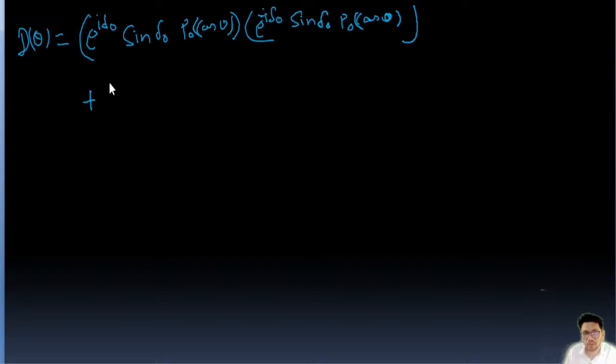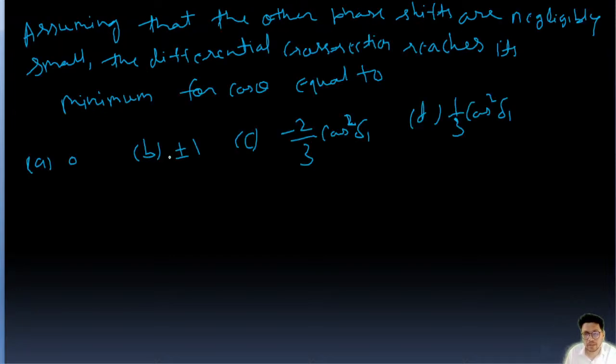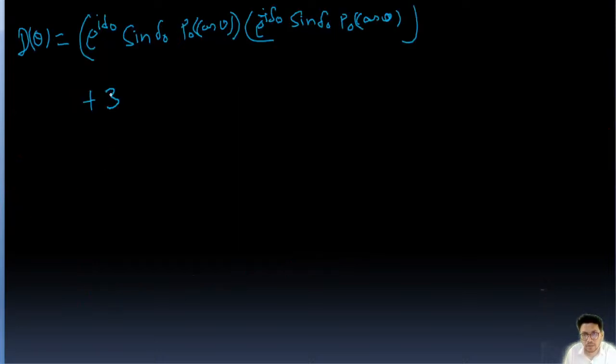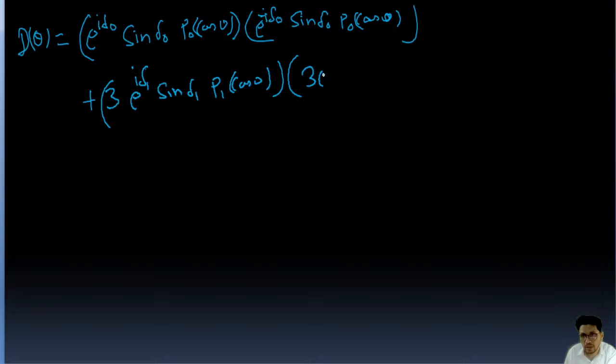Next we put L equal to 1. Here 2 into 1 plus 1 is 3. So this is 3 e^(iδ1) sin δ1 P1(cos θ), which is one term, and the second term for L equal to 1 is also 3 e^(-iδ1) sin δ1 P1(cos θ).